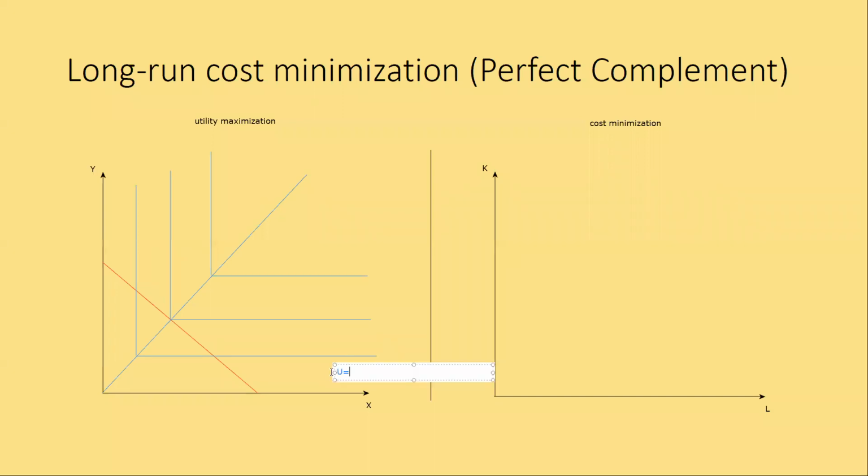We have U equals U1, and U equals U2, we have U equals U3. And we have our budget line that is here, that is fixed. And we know that this point A is our utility maximization point.